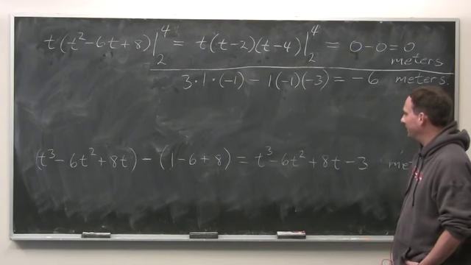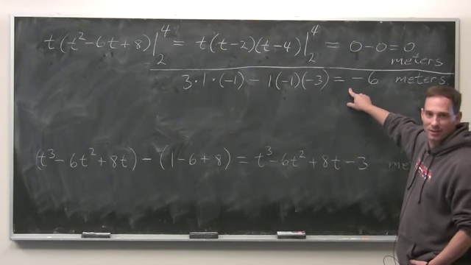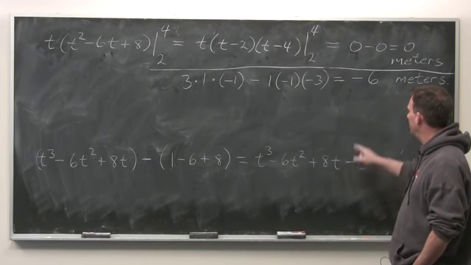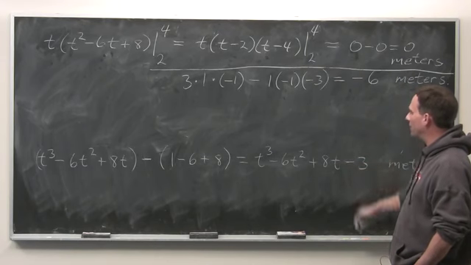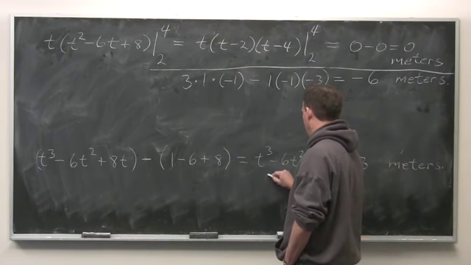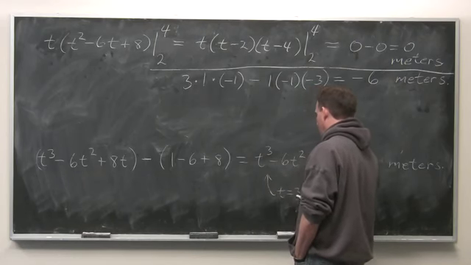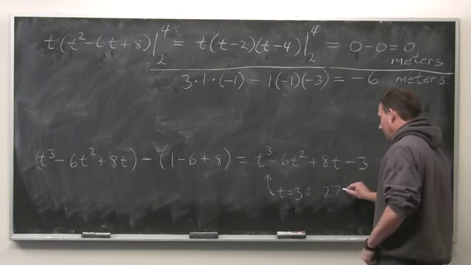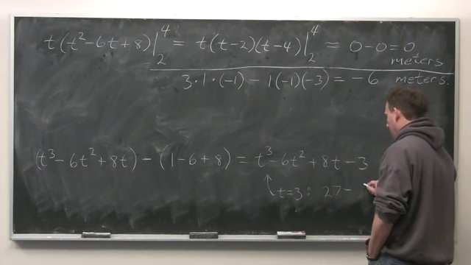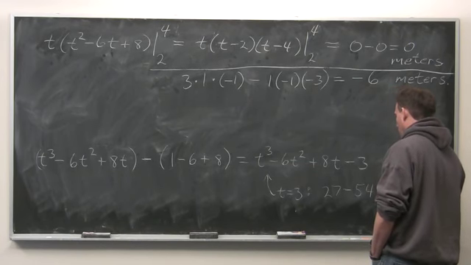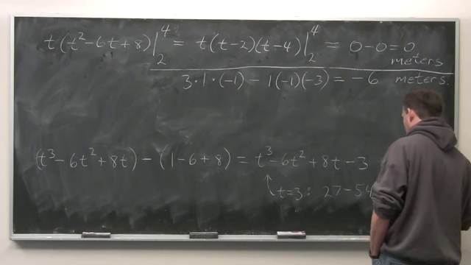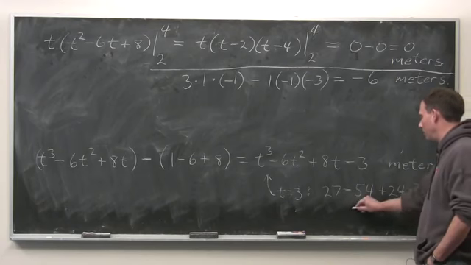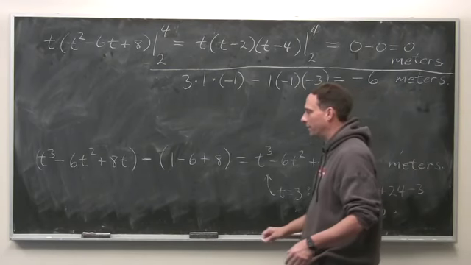If things are working right, I should agree. Here, this was the displacement between times 1 and 3. This is between 1 and t. So if we plug in t as 3 here, we better get negative 6. You can check. You plug in t equals 3, it's not factored anymore. So we get 27 minus 9 times 6, so that's minus 54, plus 24 minus 3. So this is minus 54 plus 24, that's minus 30, so minus 3 minus 3, minus 6. Yay. Yippee, math works again.